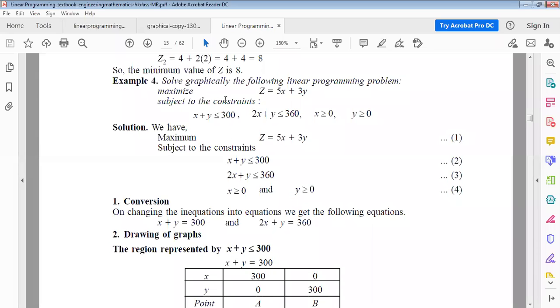Solve graphically the following linear programming problem. Maximize z subject to the constraints, and this is the non-negativity restriction. This is homework for you.